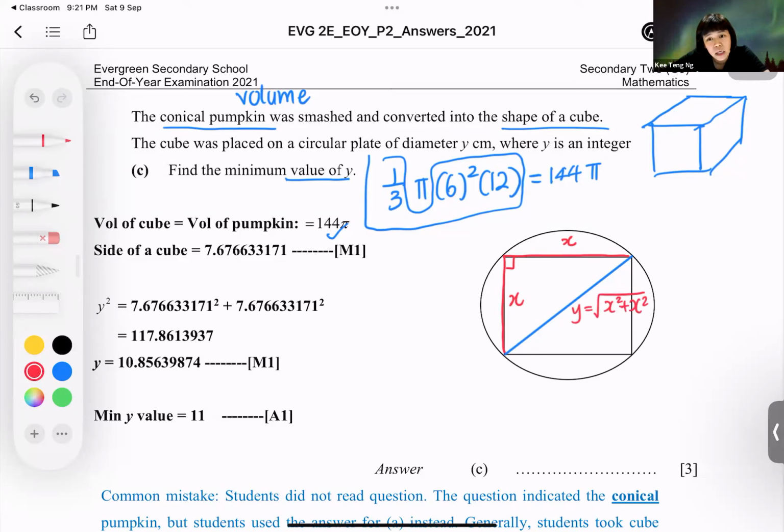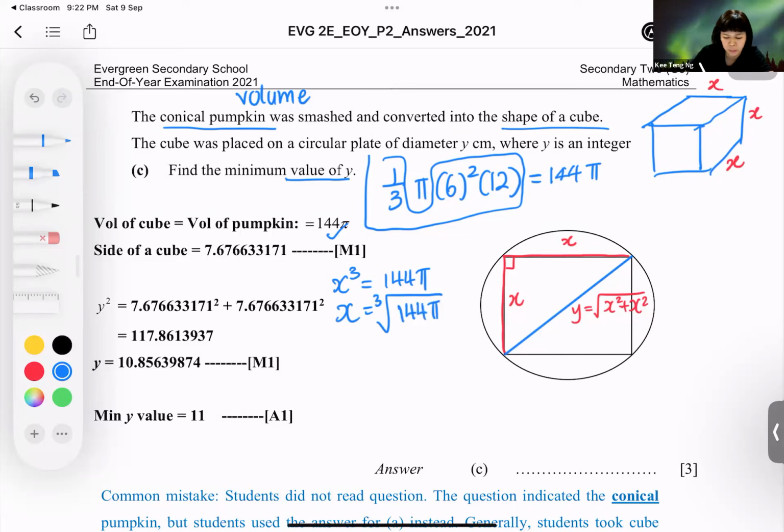But first, if this is a cube, length, breadth, and height should all be the same. So I'll say x cubed, the volume of the cube, is equal to 144 pi. How am I going to find the length of one side of the cube? So x will be, how do I undo the cube? Cube root, right? Cube root of 144 pi.